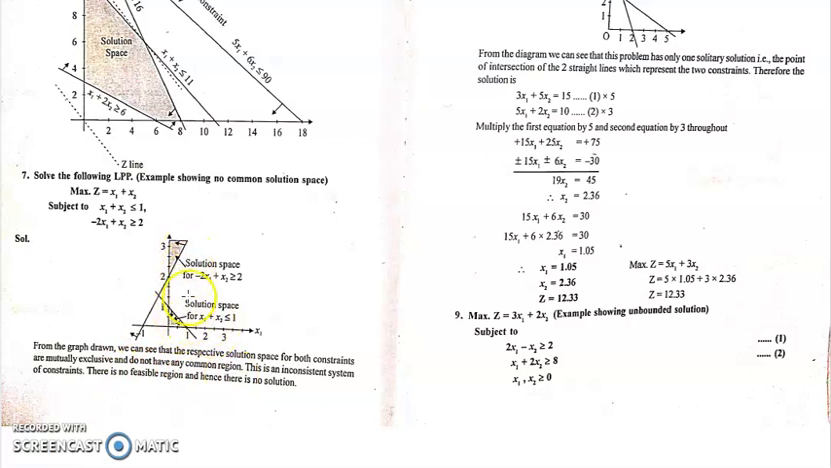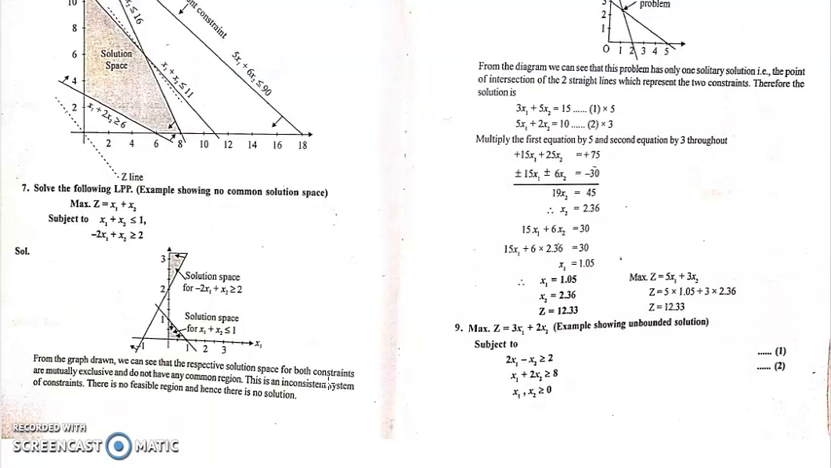There are two solution spaces. Such a situation is nothing but an inconsistent system. This is called an inconsistent system, and hence there is no solution for these kinds of problems. Clear everybody? So this is the 7th question. Then we'll move on to the next two varieties.